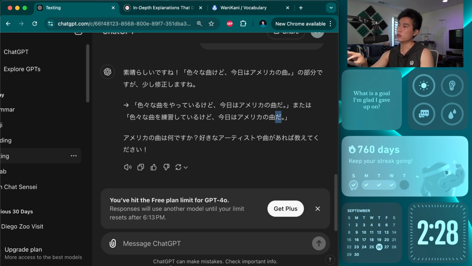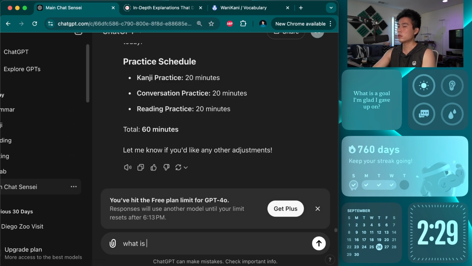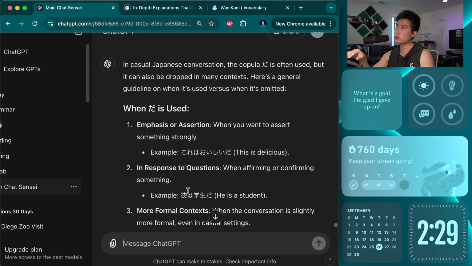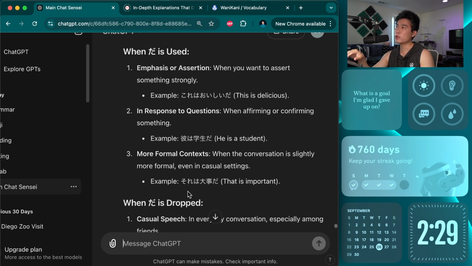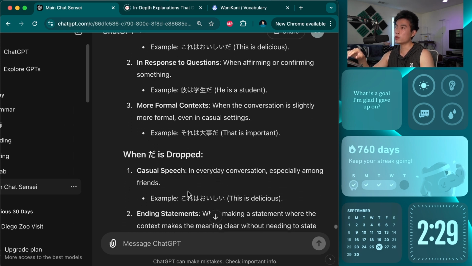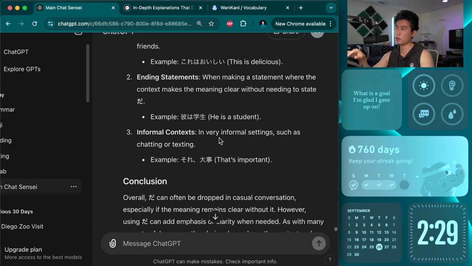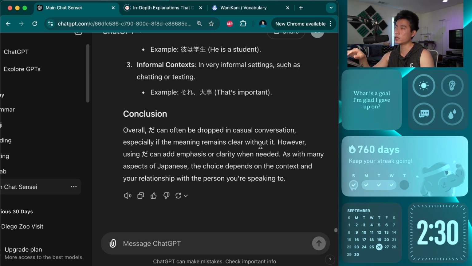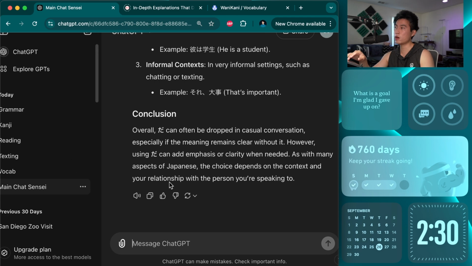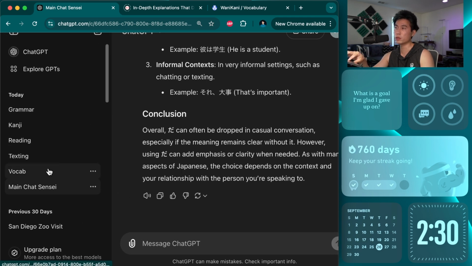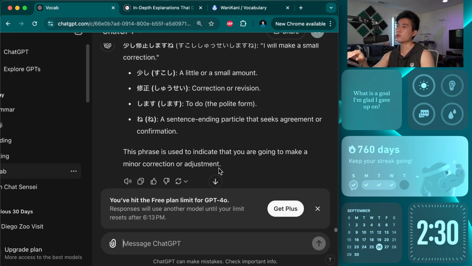Not entirely sure. What is ChatGPT's opinion on that? I'll ask the main chat. For casual Japanese conversation, how often is da used versus dropped? Casual is often used, but it can also be dropped in many contexts. Emphasis or assertion in response to questions, more formal contexts. When it's dropped: casual speech, especially among friends, ending statements, informal contexts. Overall, da can often be dropped in casual conversations, especially if the meaning remains clear without it. However, using da can add emphasis or clarity when needed. As with many aspects of Japanese, the choice depends on context and your relationship to the person you're speaking with. Okay, that's basically what I understood about it already.